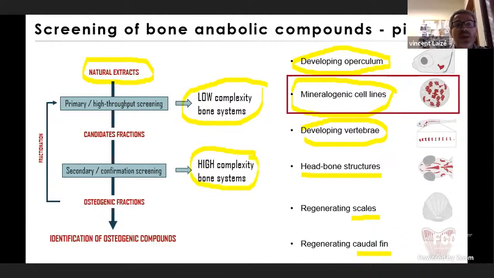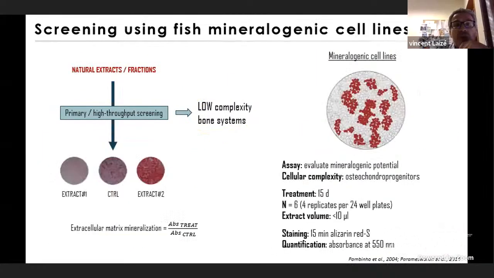So the aim is to test different extracts, fractions of these extracts, and eventually to identify the compounds that have a bone anabolic or osteogenic effect. In this pipeline, the fish cell lines that we are using are mostly the VSF13, the cell line that was developed from the vertebra of the gilthead sea bream. This assay is very simple. It's based on the spectrophotometric quantification of alizarin red staining. It's very quick, very simple, and doesn't need expensive material or reagents.